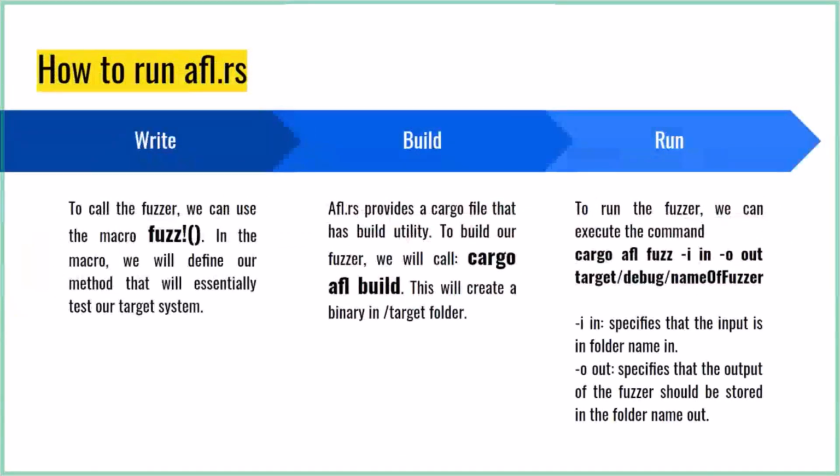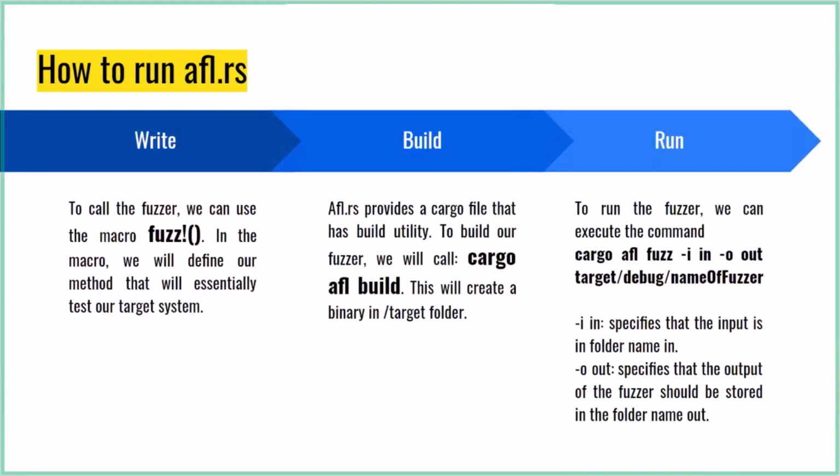To run the fuzzer, we can use the fuzz macro to call the AFL library code in our fuzzing code. This will give us access to the data that the fuzzer has mutated in the library, which we can then pass into our program. To build a program, you can execute the AFL build utility of cargo. Once it is built, a binary will be stored in the folder named target.